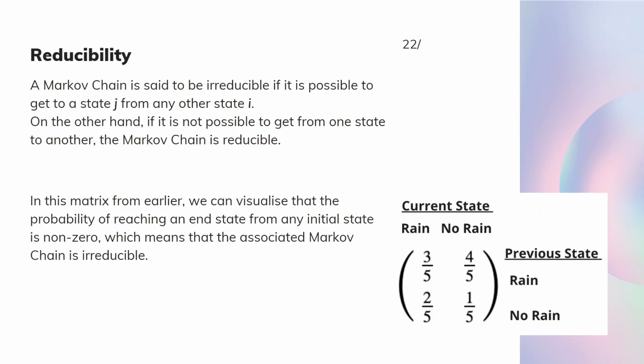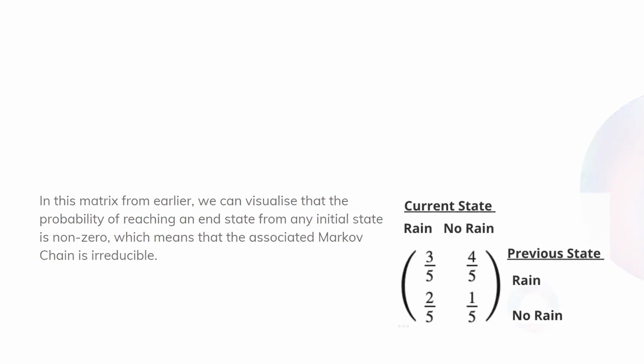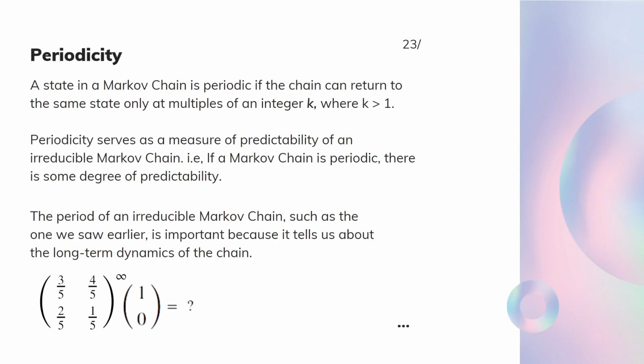In this matrix from earlier, we can visualize that the probability of reaching an end state from any initial state is non-zero, which means that the associated Markov chain is said to be irreducible. Second, we have periodicity. A state in a Markov chain is periodic if the chain can return to the same state at multiples of an integer k, where k is greater than 1.